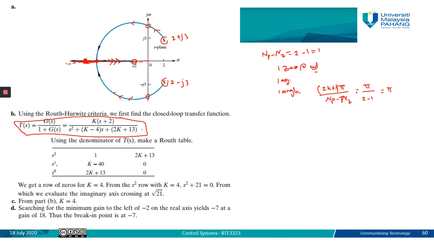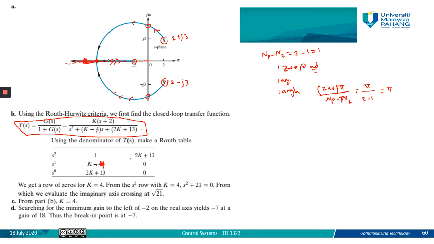So it is s squared, s1, s0. When we construct the Routh table here, the coefficient for s squared is 1, and 2K plus 13 for s0. This K minus 4 is for s1, and here it is equal to 0. Actually, as we said last time, we can divide it, but here it is K minus 4, according to this one.